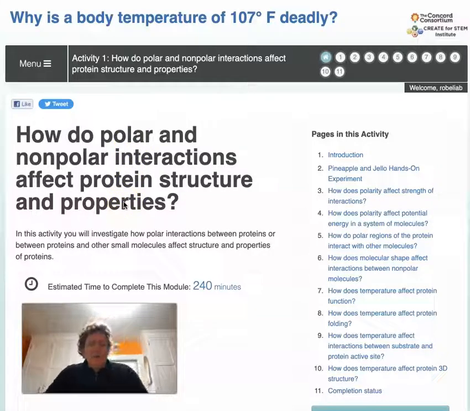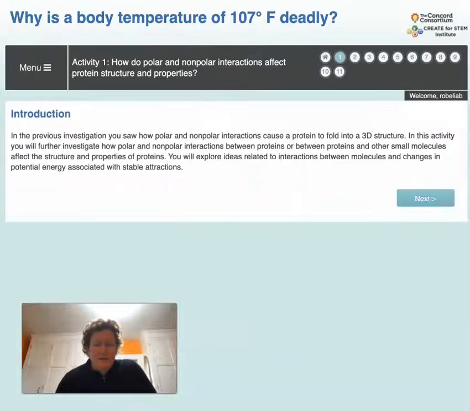Now, if we think about that overarching question about why a high body temperature is deadly, that high body temperature might affect our proteins. So let's dive into this lab. In the previous investigation on oil and water, we saw how polar and nonpolar interactions cause a protein to fold into a 3D structure. We talked about that in activity 3 for the last series of labs. In this activity, we'll further investigate how polar and nonpolar interactions between proteins, or between proteins and other small molecules, affect the structure and properties of proteins.